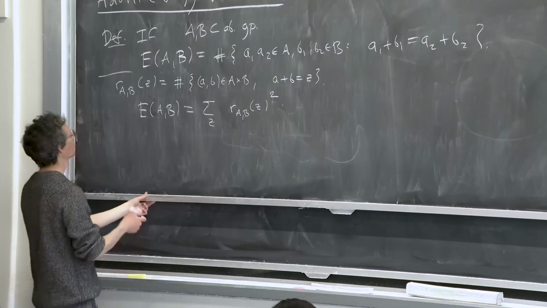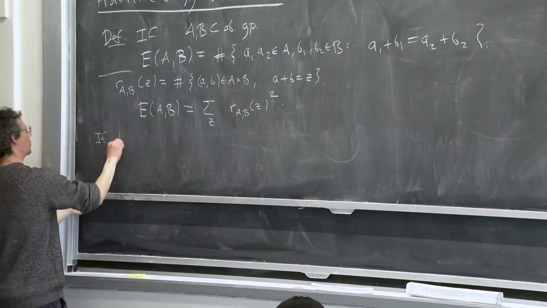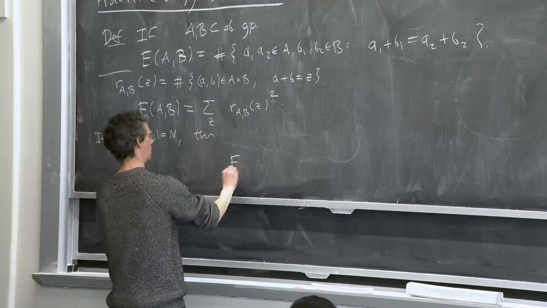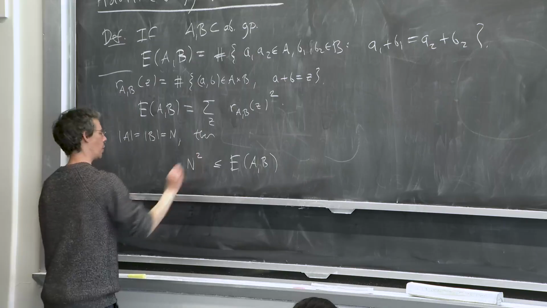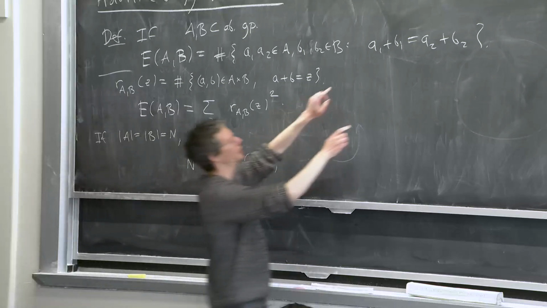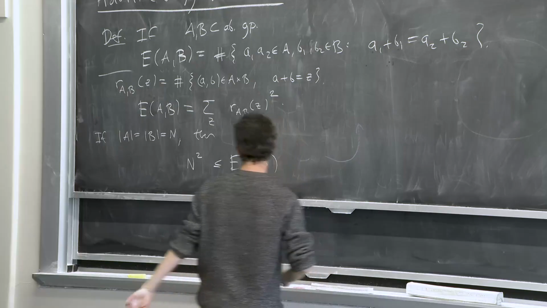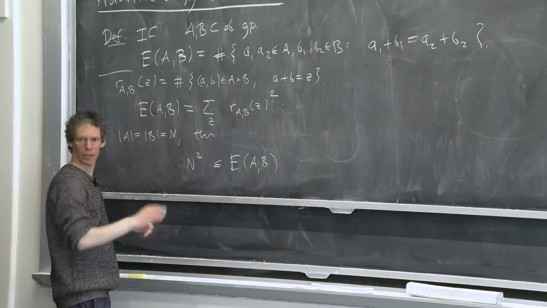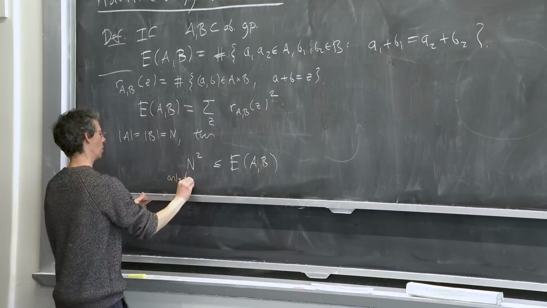For reference, if A and B both have size n, let's think about how big or how small the additive energy could be. It's at least n squared. There are n squared obvious solutions to this, which are A1 equals A2 and B1 equals B2. If you have a random set of integers or a random subset of a big group, those might be the only solutions. So here we have only trivial quadruples.